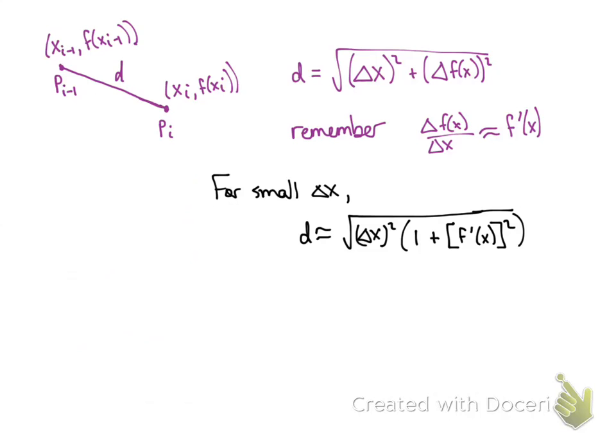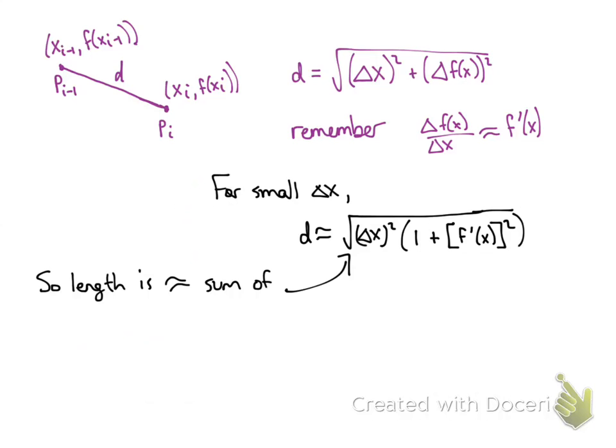So for small change in x's, for small line segments, that distance is the square root of the change in x squared times the quantity 1 plus f prime squared. And then I could factor the delta x squared out of the square root, bring it outside, and it would just be 1 delta x. So the length of all those line segments, you just add up a bunch of things that look like this.